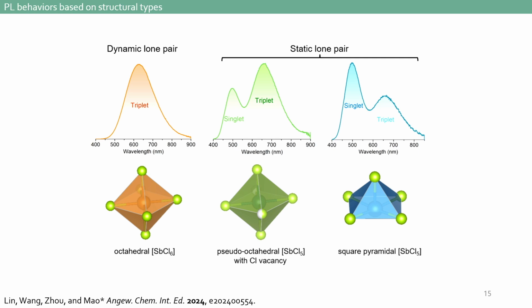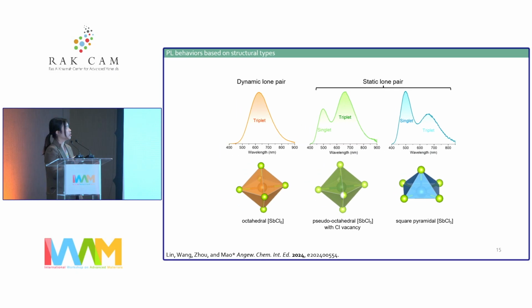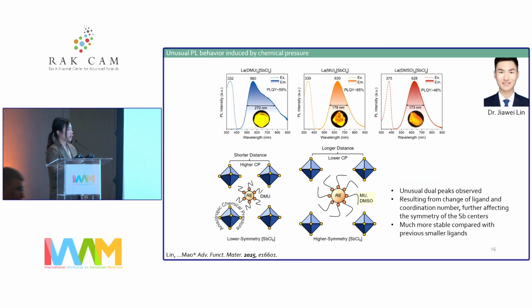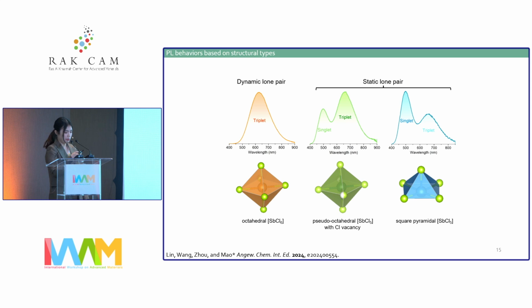So for the perfect octahedral antimony chloride 6, you only see the triplet emission no matter what kind of wavelength you're using. And then for a different pseudo-octahedral or square pyramidal geometry, where you can see the lone pair, which should be underneath here, that has a more static effect, so you can see the coexistence of both of these emissions.